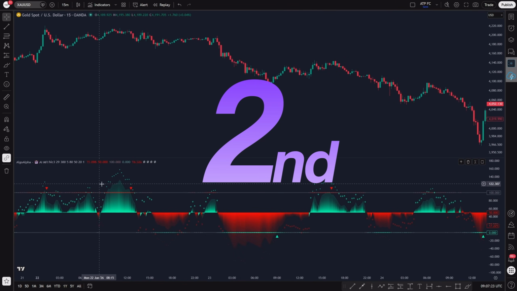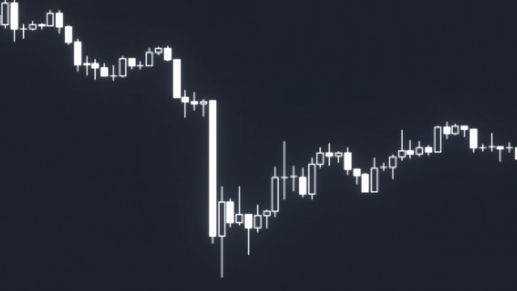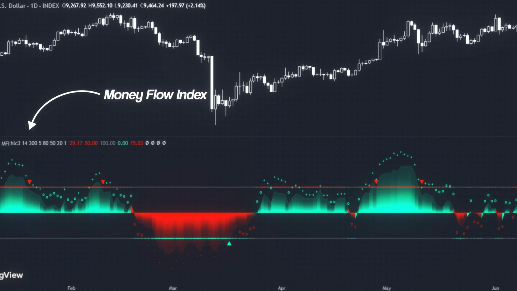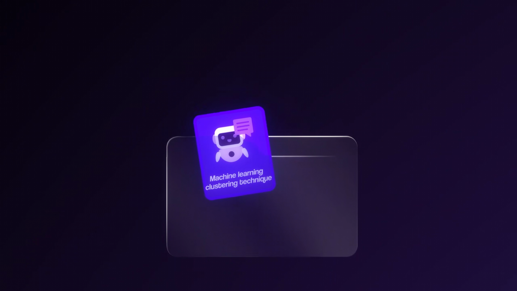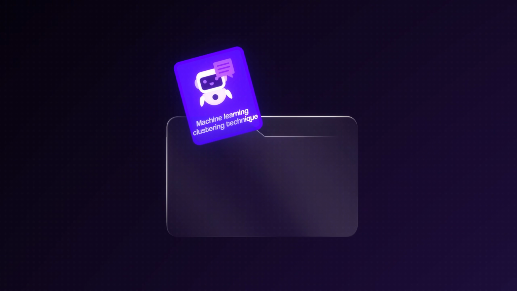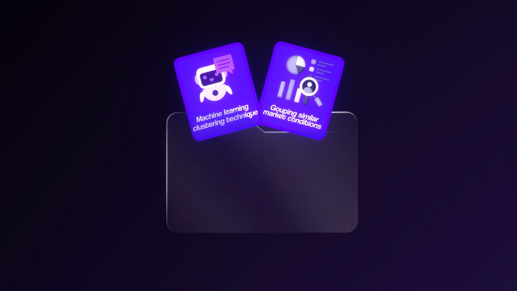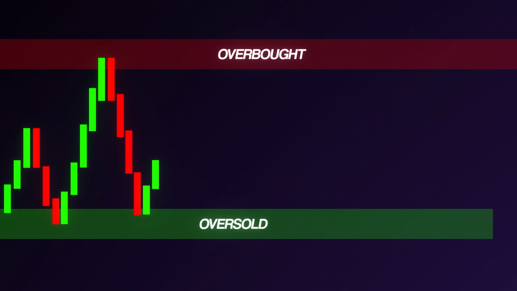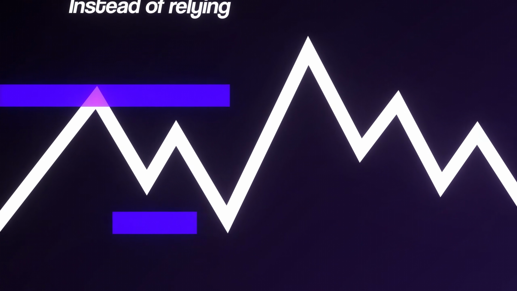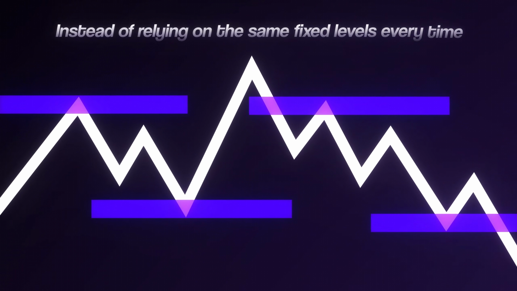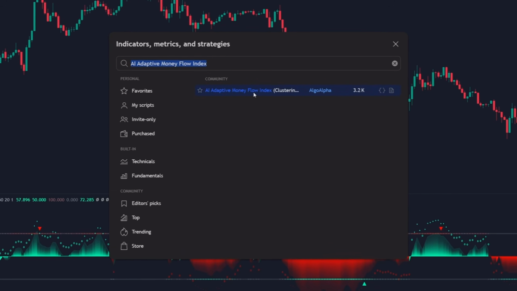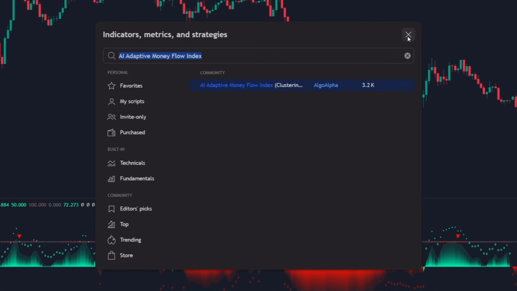Number 2 takes a completely different approach. Instead of tracking price, it takes a classic volume-based oscillator and runs it with a machine learning clustering technique, grouping similar market conditions together to recalculate its own overbought and oversold zones in real time, instead of relying on the same fixed levels every time. This one is called AI Adaptive Money Flow Index by Algo Alpha.